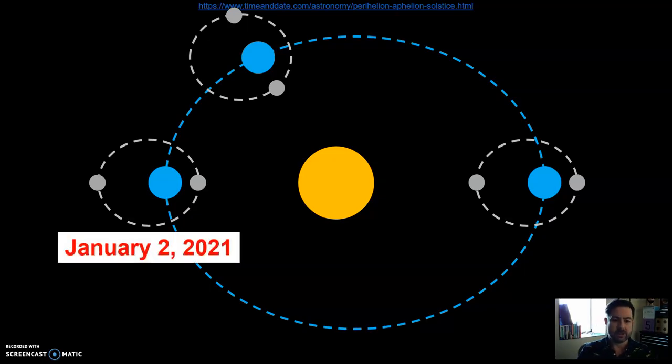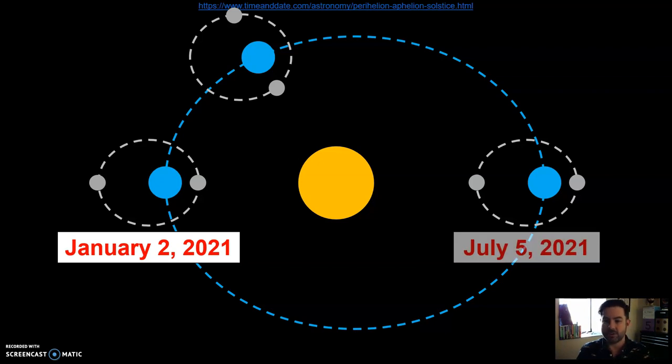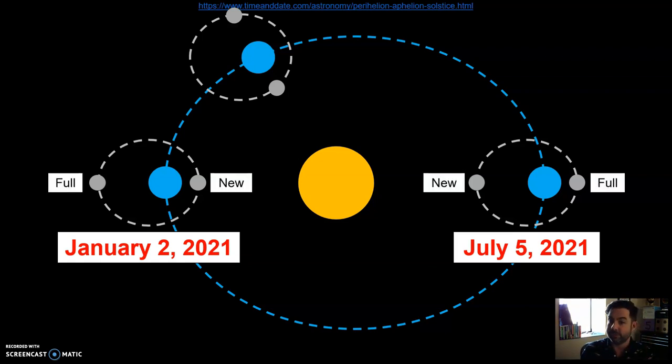So again, for example, January of 2021, the Earth was in perihelion. July 5th, so 6 months later essentially, the Earth was in aphelion. New moons are when it's between the sun and the Earth. Full moons when it's on the opposite side of the Earth from the sun.